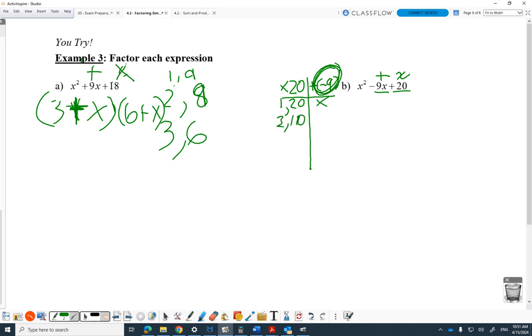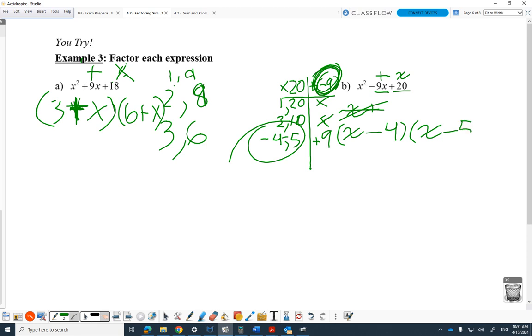2 and 10. No. Then you get to 4 and 5, because you can't do 3, since it gives decimals. That gives you positive 9, but you want negative. So you have to flip the sign. So instead of x plus, it'd be x minus 4, of course in brackets, and then x minus 5. And then you can be so happy. It's all done. All right. Thank you. Beautiful work.